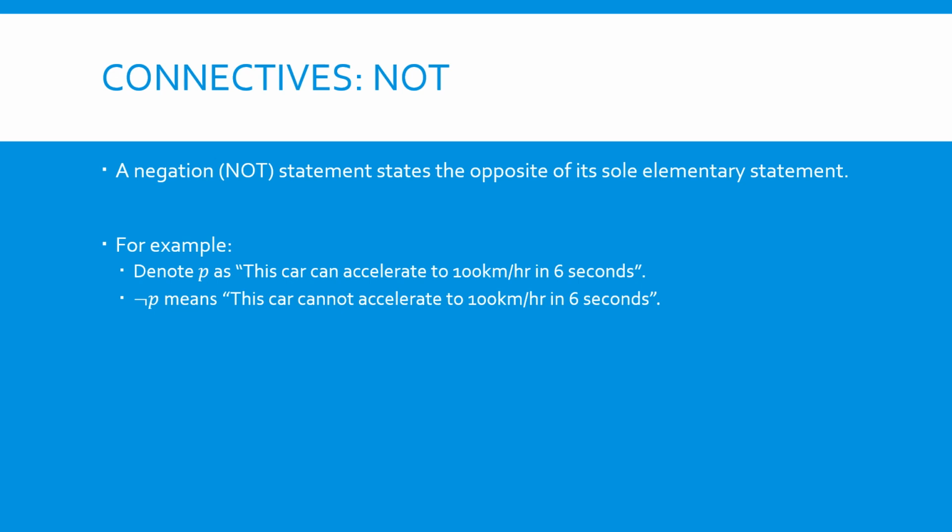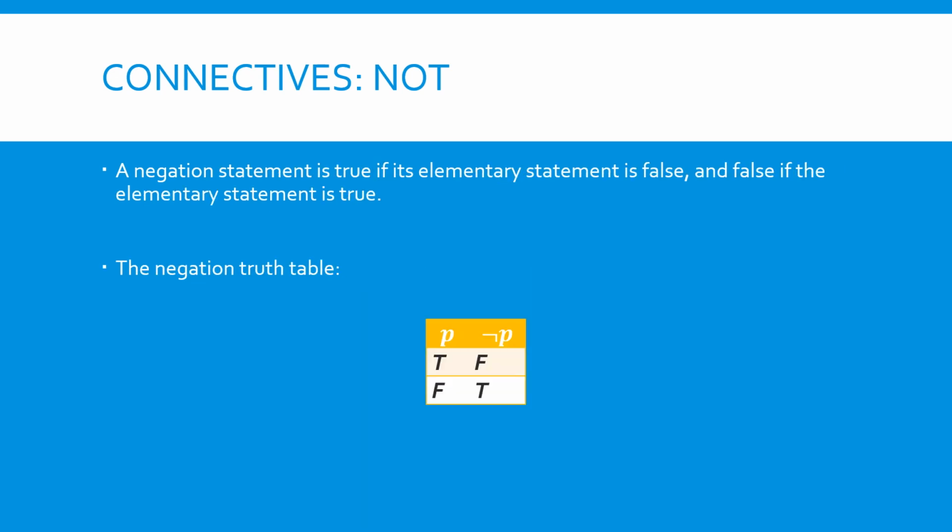The third connective is the negation or "not" connective. It takes only one operand or elementary statement. It states that the opposite of the elementary statement is true. For example, let P be "this car can accelerate to 100 kilometers per hour in 6 seconds." The negation statement becomes "this car cannot accelerate to 100 kilometers per hour in 6 seconds." A negation statement is true when the elementary statement is false, and false otherwise. The corresponding truth table is listed here.